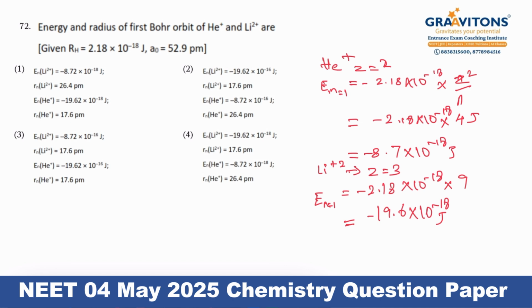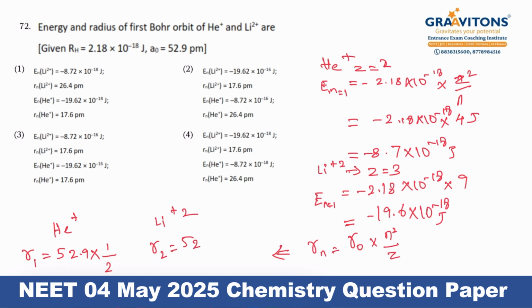And in the case of calculating the radius, Rn is equal to R naught into n square by Z. So applying this for helium plus 1 and lithium plus 2, I can write R1 is equal to 52.9 picometer into 1 divided by 2. And what about here? R2 is equal to 52.9 into 1 divided by 3. So the correct option for radius, if you calculate, you will be getting 17.6 here, and here you will be getting 26.4 something.